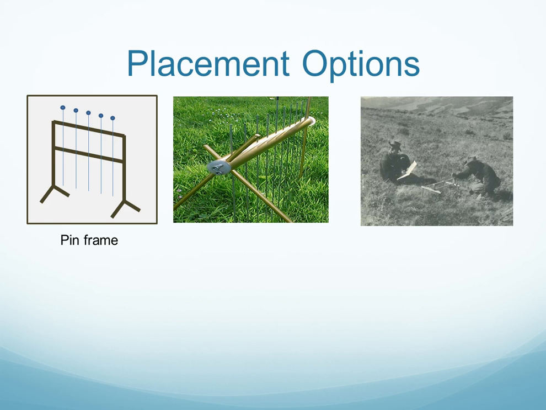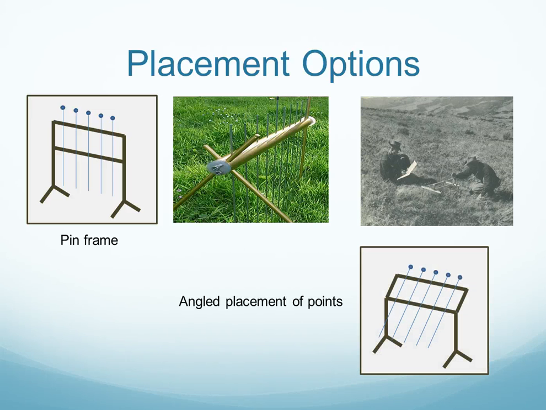And we can see from these diagrams that pin frames generally are best used in relatively dense and somewhat homogeneous vegetation. Pin frames do not work very well in sparsely distributed vegetation. Another advantage of pin frames is that they can be made so that you can angle the point. So rather than lowering the point vertically, we can actually lower the point at a specific angle, and sometimes this is a desirable trait.